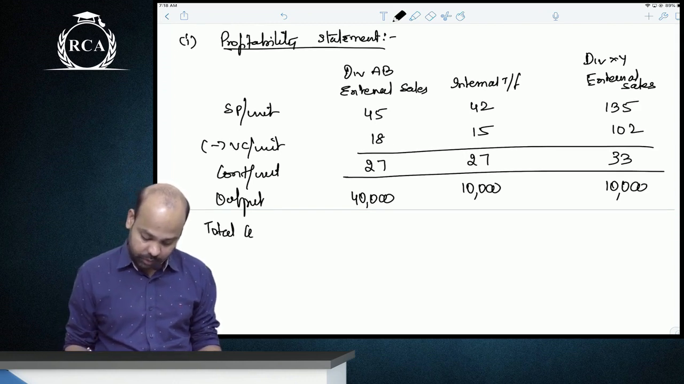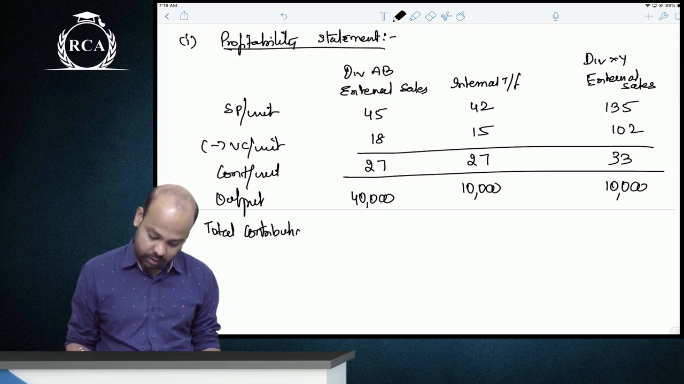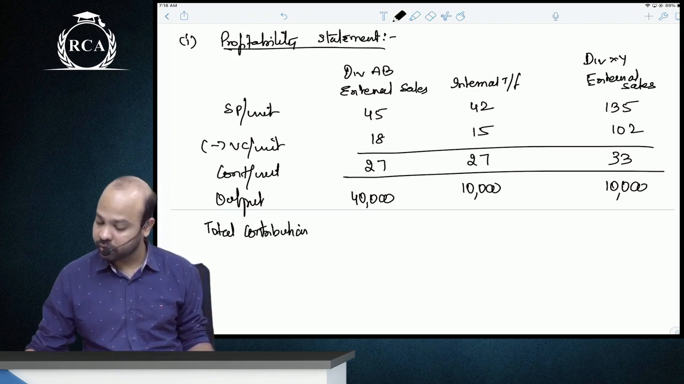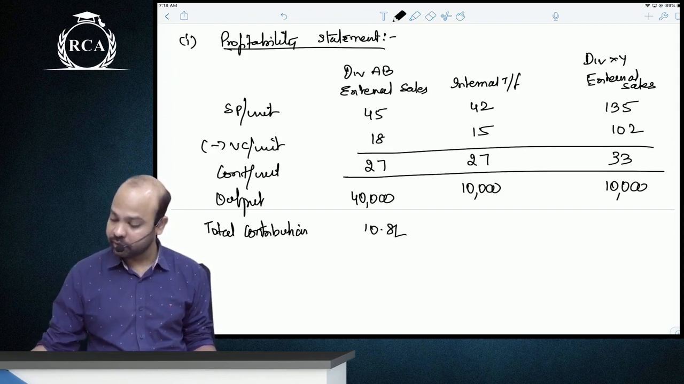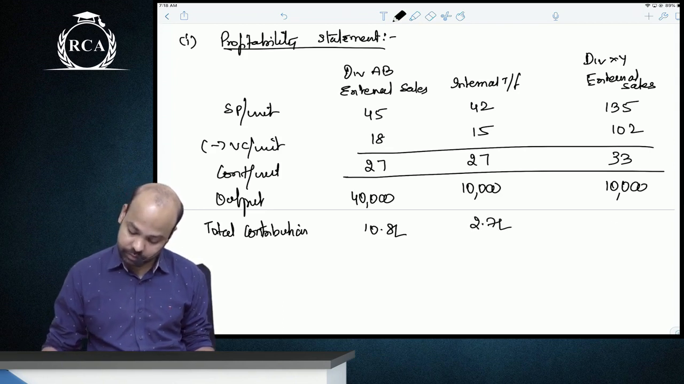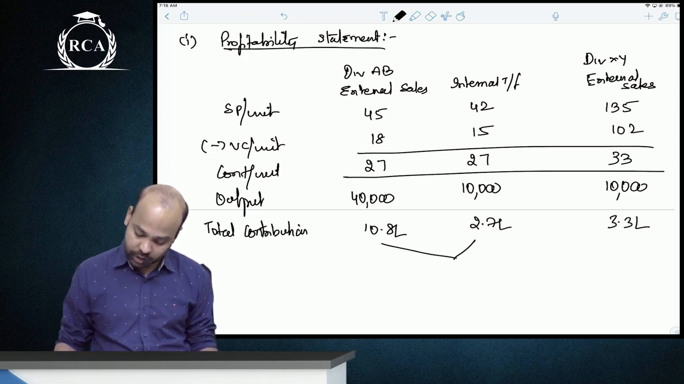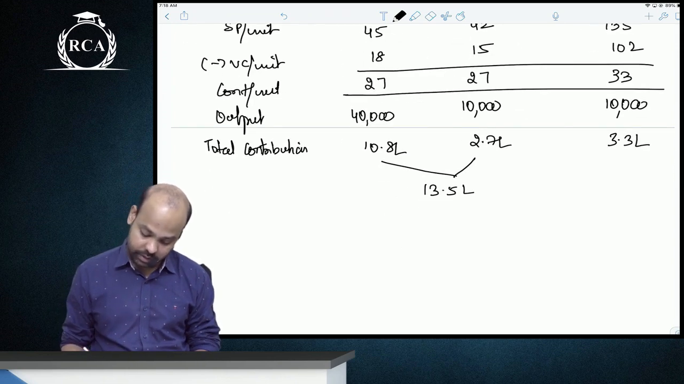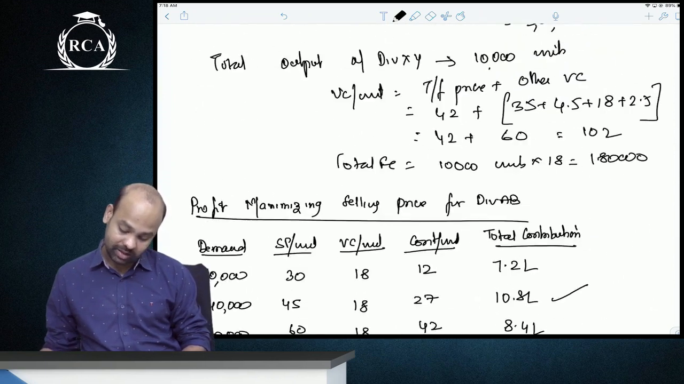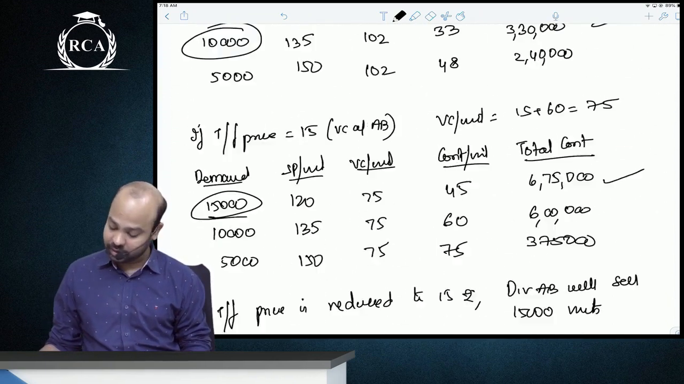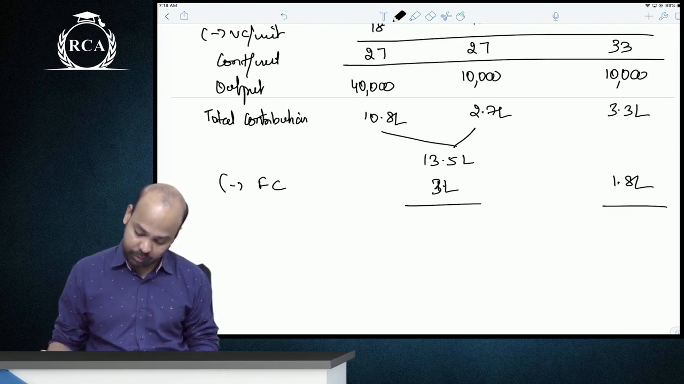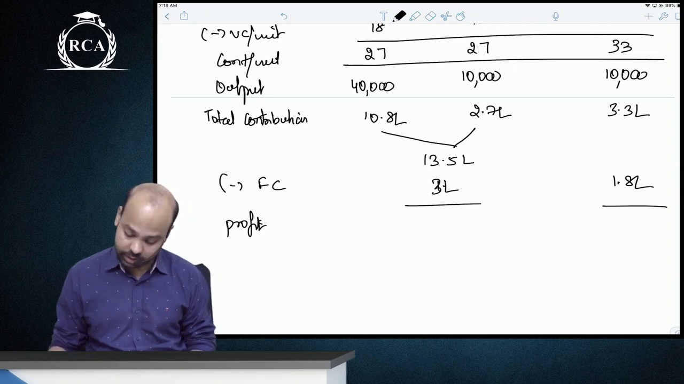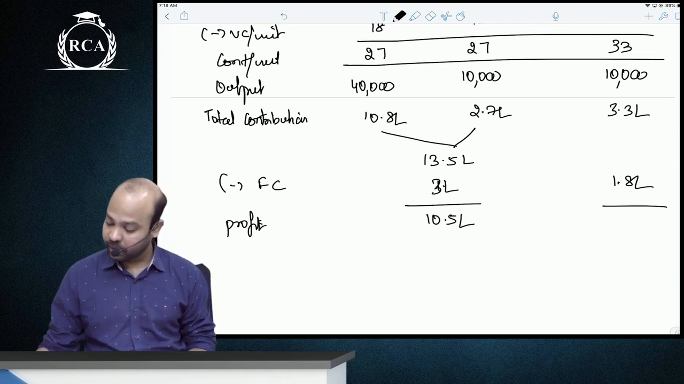Our total contribution guys, total contribution is 40,000 into 27 guys, 10 lakh 80,000. 10,000 into 27 guys is 2 lakh 70,000. 3 lakh 30,000. Put together beta this is 13 lakhs 50,000. Less we've already determined fixed cost beta, I wrote it at the start, fixed cost is 1 lakh 80 and 3 lakhs guys. 3 lakhs and 1 lakh 80. You will now get profits as such guys of these divisions. Profit beta here would be 10.5 lakhs. And here beta it is 3.3 minus 1.8 beta 1.5 lakhs.